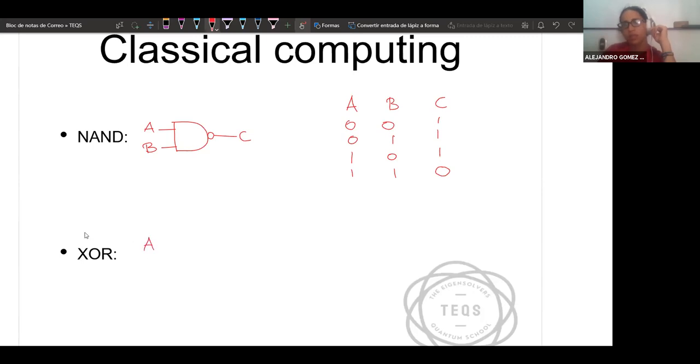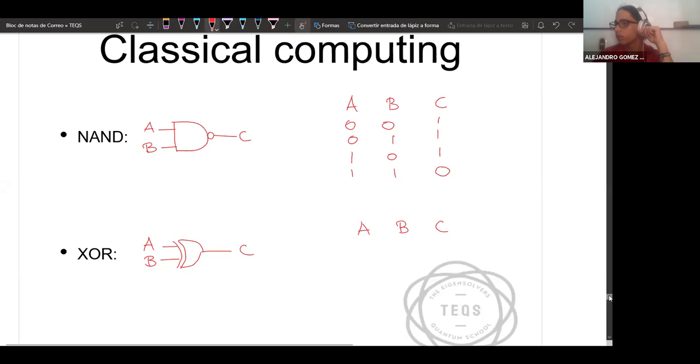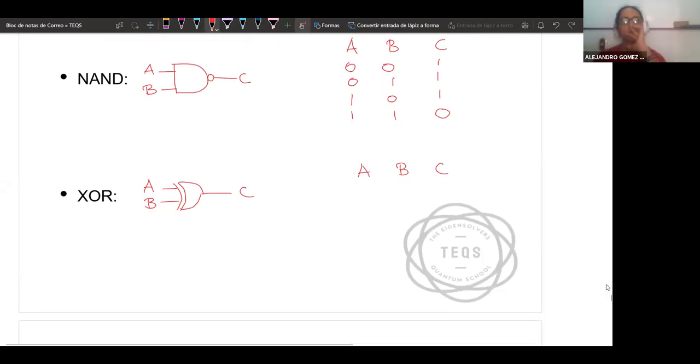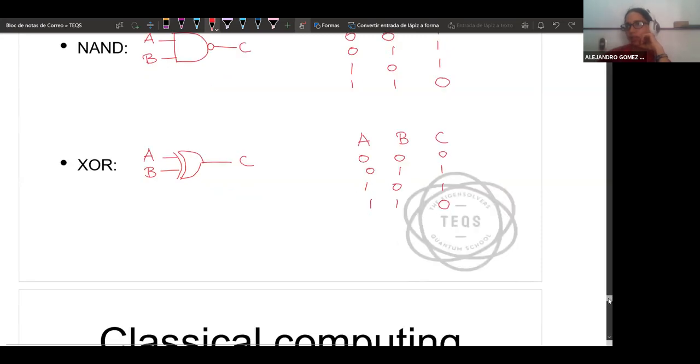The XOR, or the exclusive OR. So let's build the truth table. In this case, it's like an OR, but it excludes when the two inputs are one. So 0, 0, 0, 1, 1, 0, 1, 1. The output is one if at most one input is one. So we have 1, 1, and the rest is 0. Fine. So these are some gates that are used in classical computing.